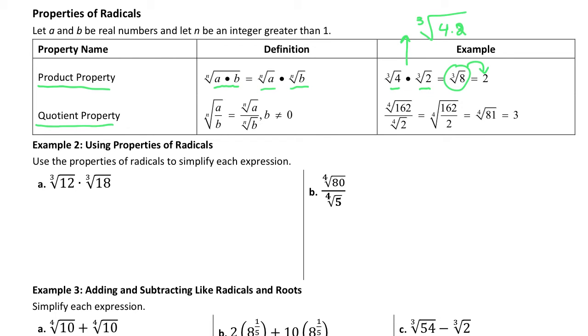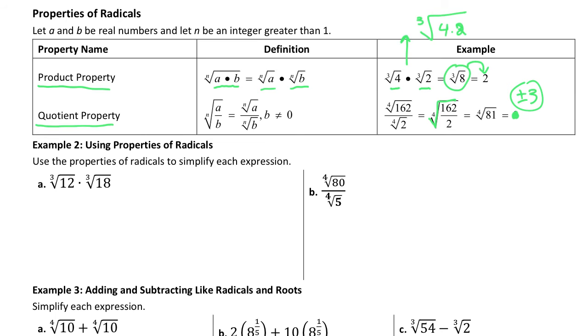Quotient property follows the same steps. If I have the 4th root of 162 divided by the 4th root of 2, I can write this as the 4th root of 162 divided by 2, which simplifies to be the 4th root of 81, which simplifies to be 3. And I'm going to just put a little edit there, plus or minus 3. Okay, plus or minus 3. If you forget the plus or minus, I'm just going to emphasize that we remember even root, we get that plus or minus.